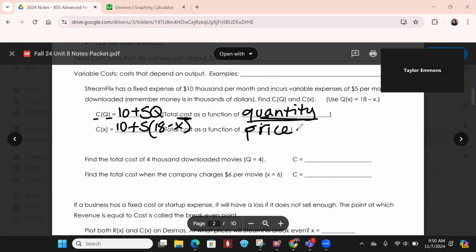Find the total cost of 4,000 downloaded movies. So we're going to use Q is 4. We're going to plug that into this equation: 10 plus 5 times 4. And you already told me it's 30, and this is in thousands. Can you do the next one?